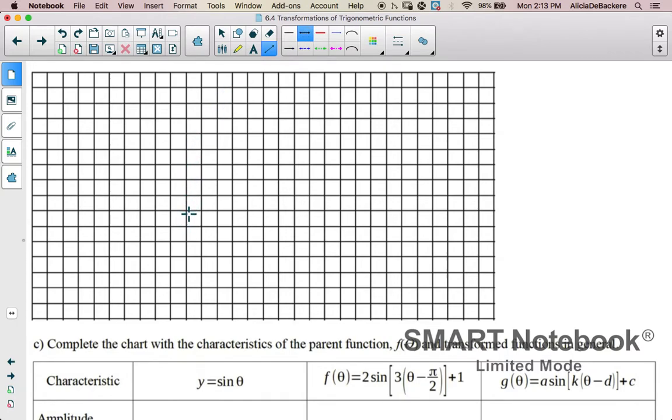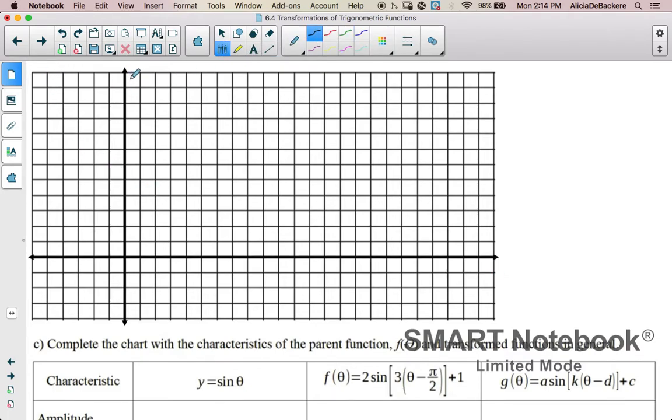So I know I want to see at least 2 cycles, so there's lots of different ways you can do this. I see that my graph starts at pi by 2 and goes from there, so I know I don't need to see a lot of negative x values or theta values. I also know that my curve goes up to positive 3 on the y-axis and down to negative 1. So I want to see more positive y's and less negative y's. So there's my scale, or my axes.